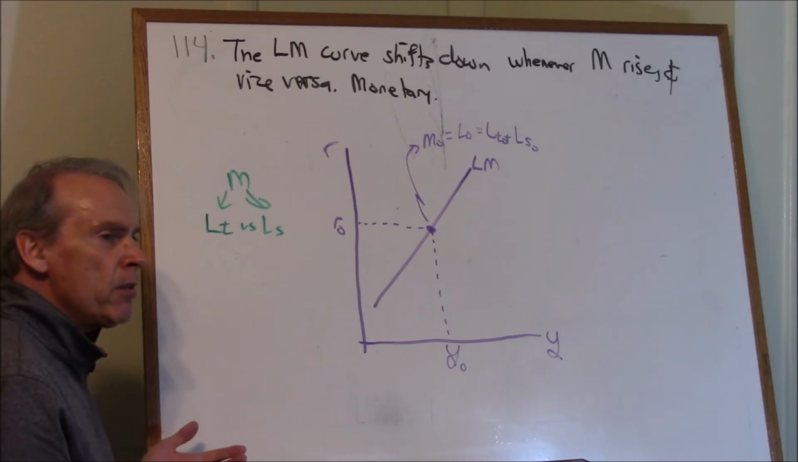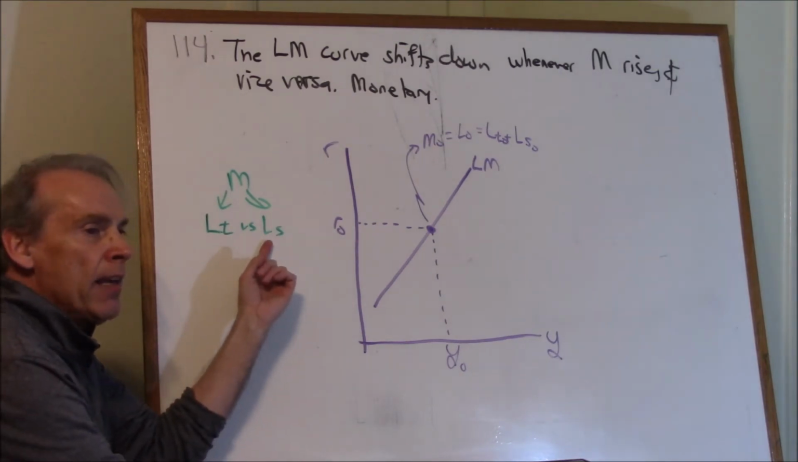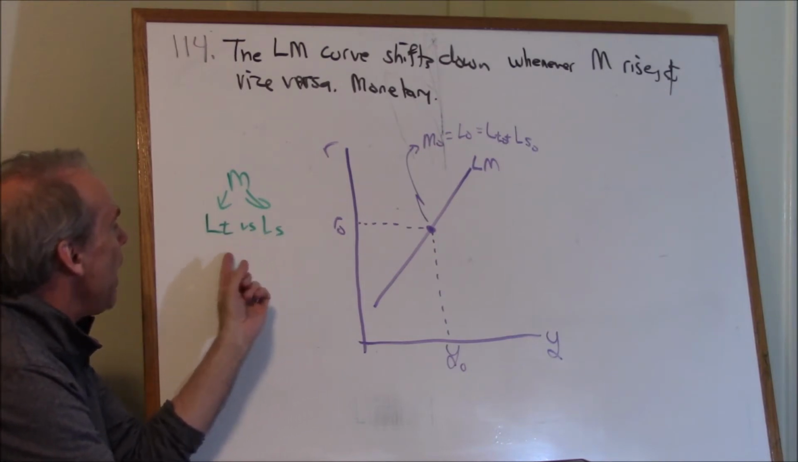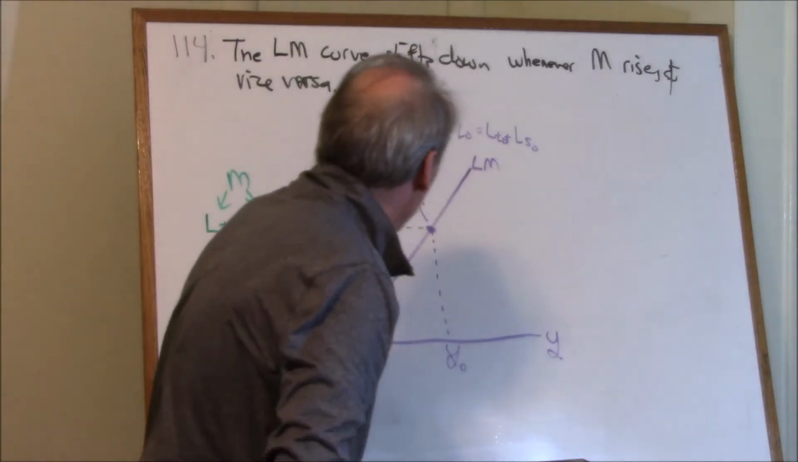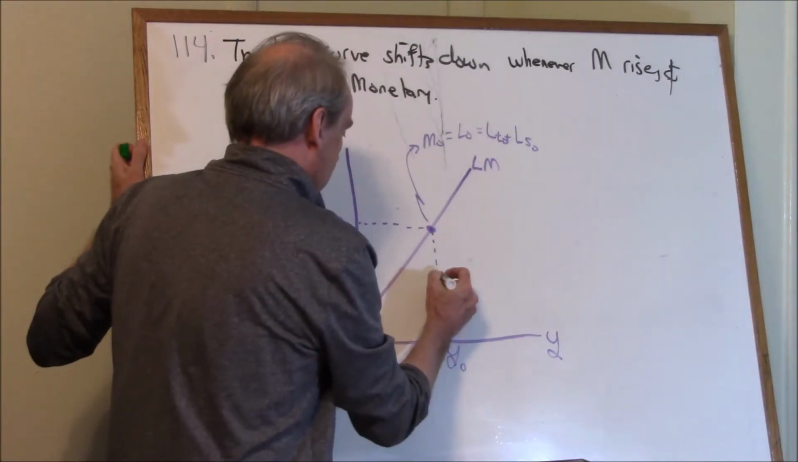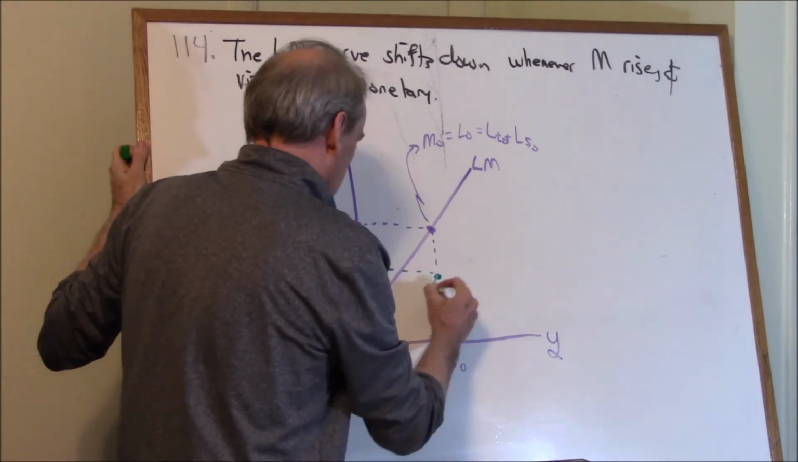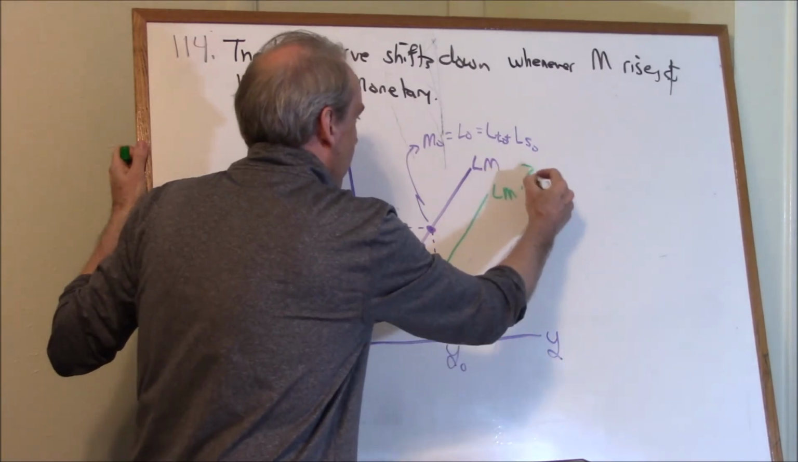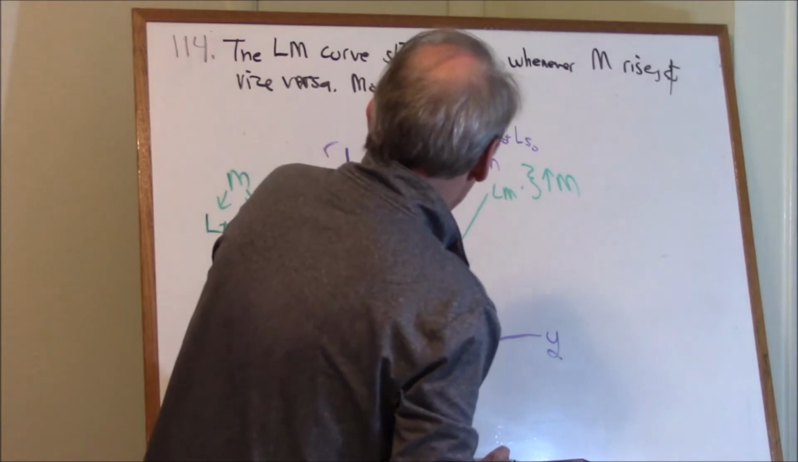Well, what if we suddenly introduce more money into the system? Now the bank doesn't have to offer as high an interest rate to these people right here in order to induce them to give up enough cash for them to use. So we've introduced more cash into the economy. And the whole curve shifts down.